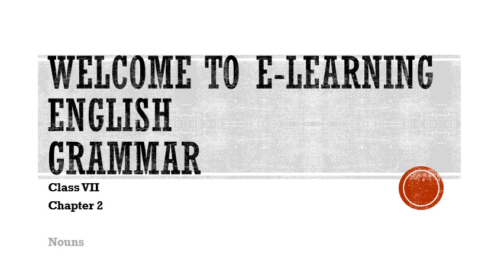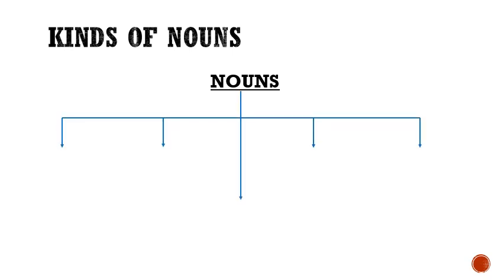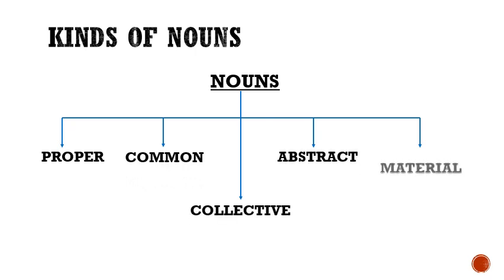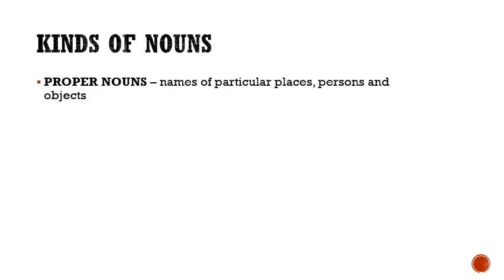Today we'll have an English grammar session, chapter 2, nouns. So first let's see what are the kinds of nouns. We have 5 kinds: proper nouns, common nouns, collective nouns, abstract nouns and material nouns. Now we'll study them in detail one by one. So here let's begin with proper nouns.